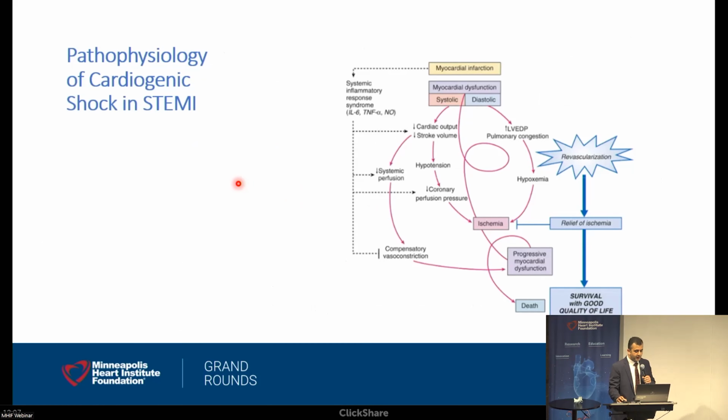The pathophysiology of cardiogenic shock in STEMI can be thought of as having 2 limbs. One is the systemic inflammatory response limb, which is like any other acute inflammatory response, with a cytokine storm leading to systemic hypoperfusion and compensatory vasoconstriction, leading to progressive myocardial dysfunction. In the heart, both systolic and diastolic dysfunction lead to poor cardiac output and further ischemia, and diastolic dysfunction leads to pulmonary congestion, further hypoxemia, and further ischemia.